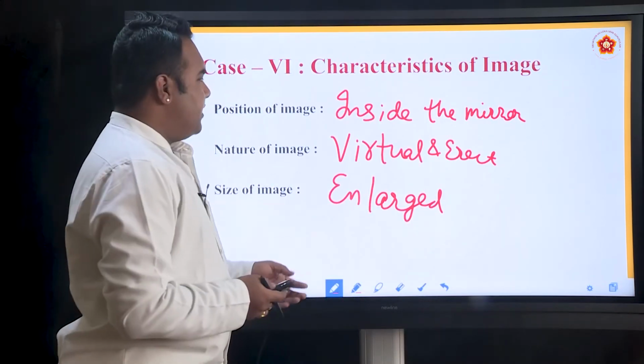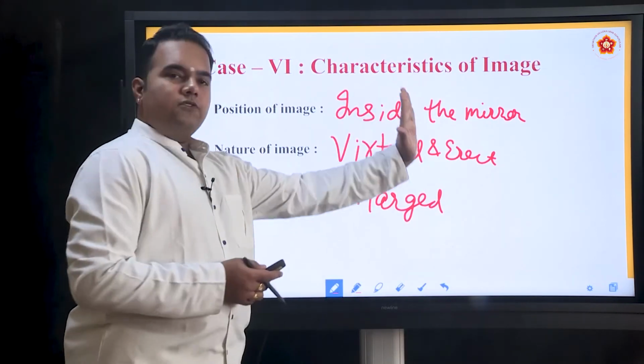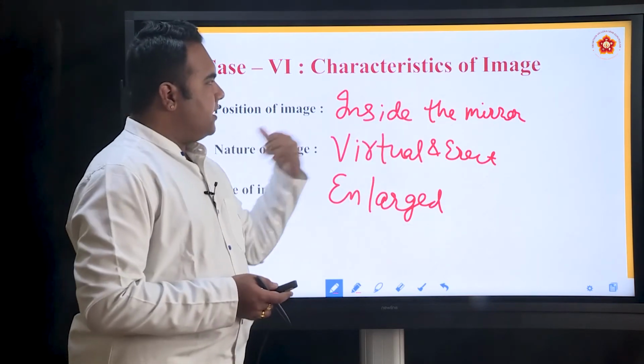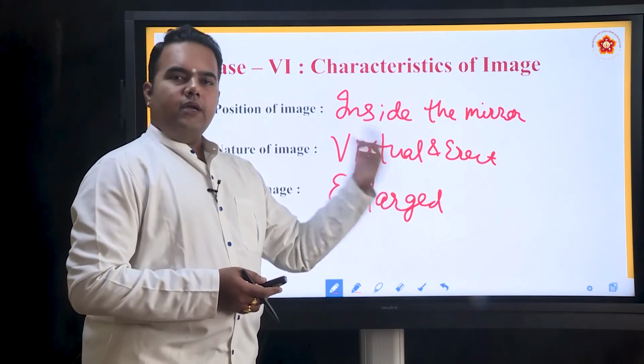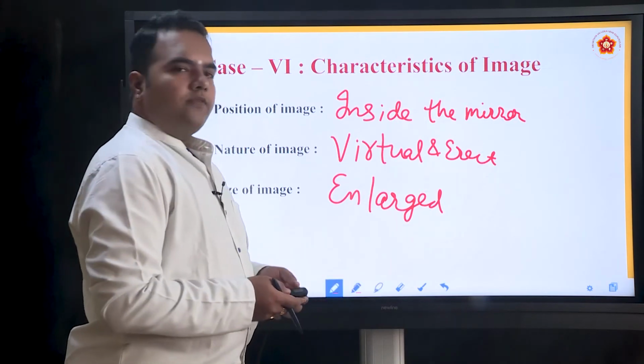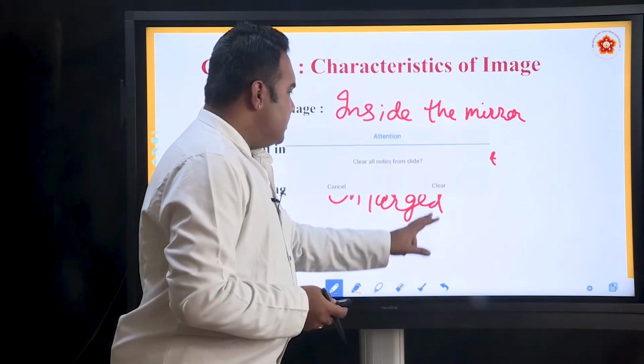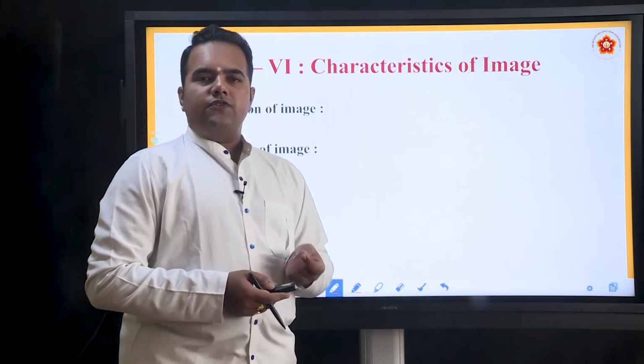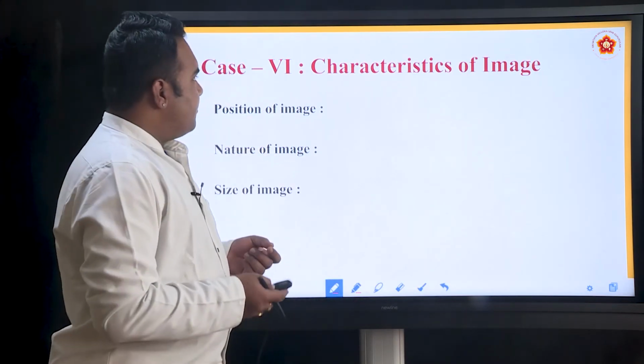If you remember that the image is formed inside, the dimensions of the image can be observed to be larger than the dimensions of the object. So, this will complete all the 6 cases of image formation in a concave mirror.